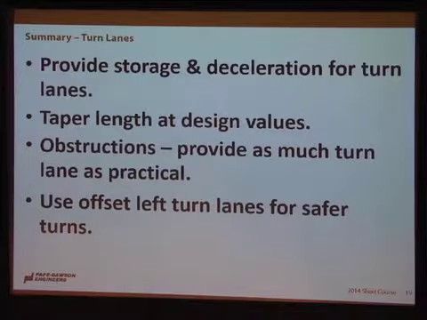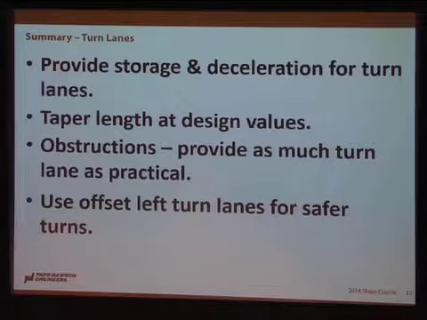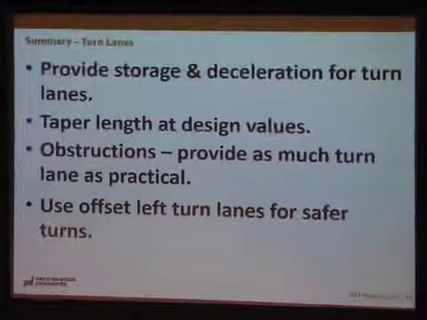So, in summary, you should provide auxiliary lanes wherever possible with storage and decel where you can. And it's okay to use the 20-mile-per-hour speed differential when you're doing that. I would recommend using taper lengths of the design values that are in the RDM. When you've got obstructions, just provide as much turn lane as practical if you can't remove the obstruction. And consider using offset lefts for safer left turns.